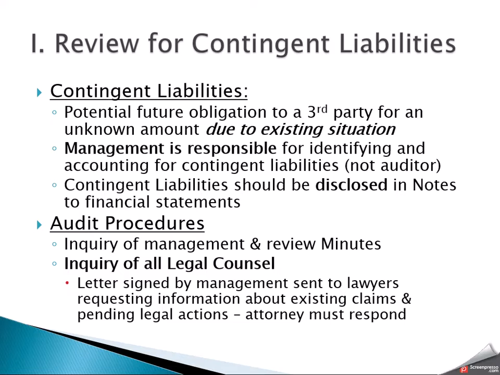Contingent liabilities are a potential future obligation that is maybe unknown at the financial statement date, at December 31st, but now we're a couple months later, and maybe things are going to be brought to light. Let's say, for instance, there's a lawsuit and the company was involved in that lawsuit at the end of the year. Well, then something happened in those first couple months where now they realize, hey, we are going to owe. So management is responsible for identifying and accounting for those, but they do need to be disclosed in the notes to the financial statements.